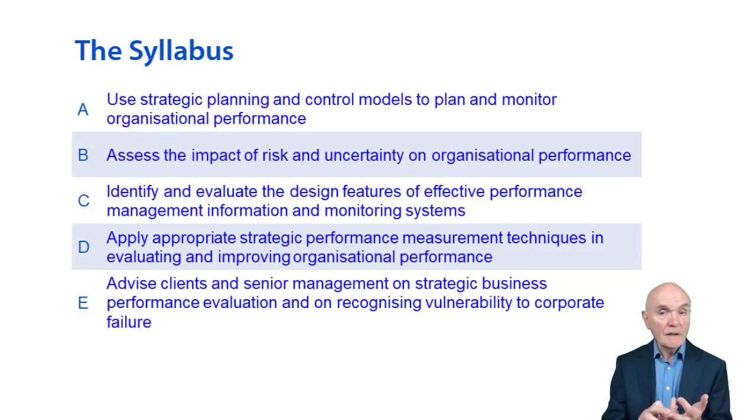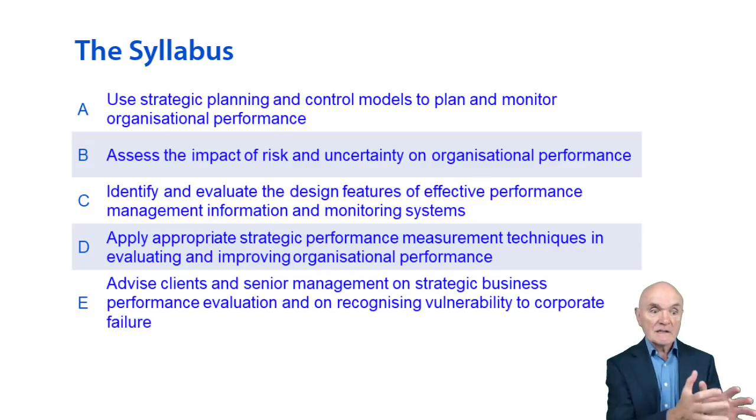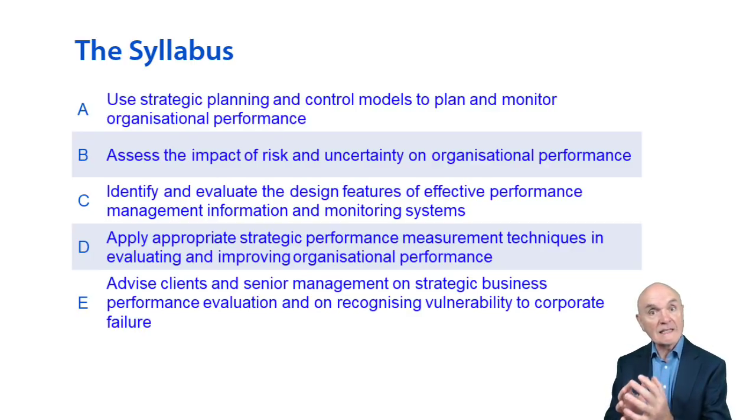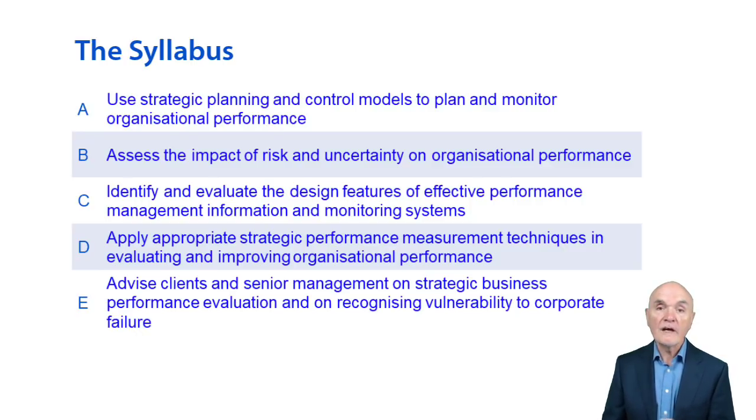Then you have to report it, and you have to report it in a way which brings to people's attention the really pertinent and relevant information. And then you have to make a judgment. And then, because it's performance management, you may have to say, as a result of this division not doing very well, how should we go about changing what it does to try to move it towards a more satisfactory performance? And of course, if you can't do that, if performance is bad and stays bad, then the last bit of syllabus area E may become relevant, which is recognizing vulnerability to corporate failure.